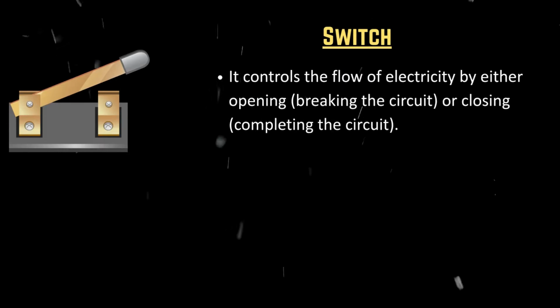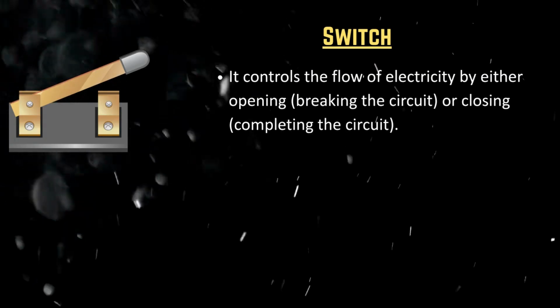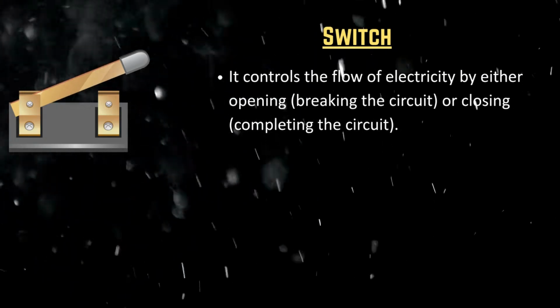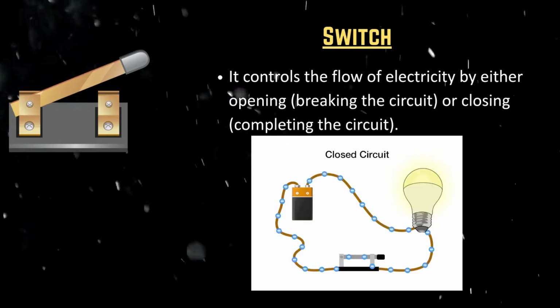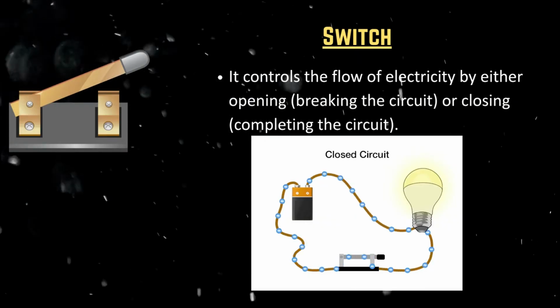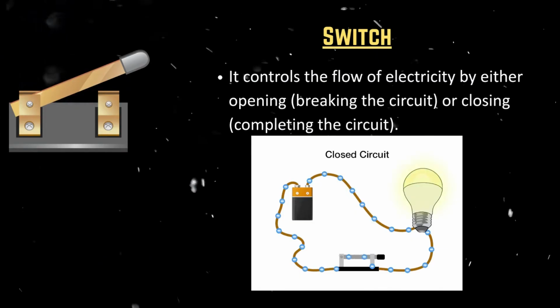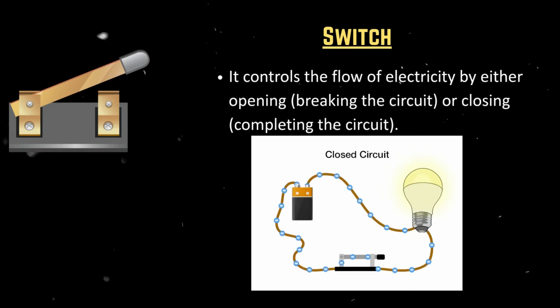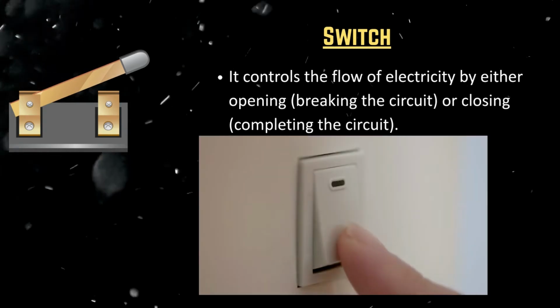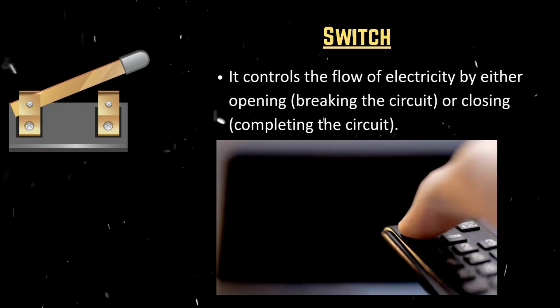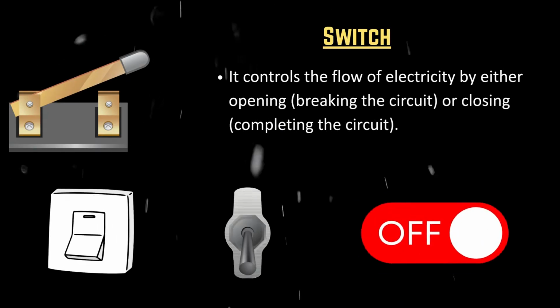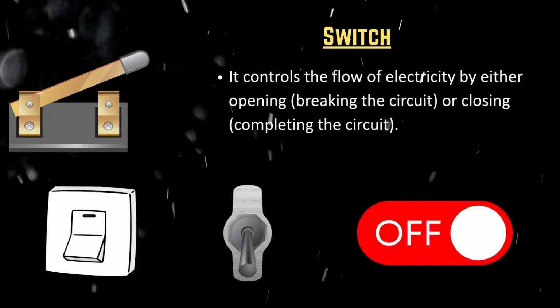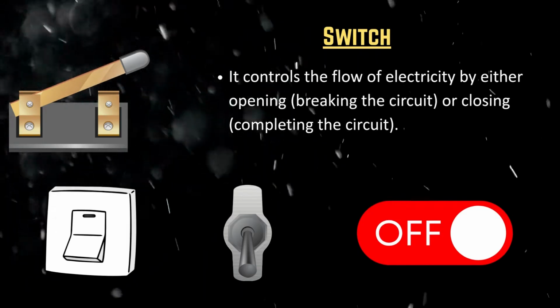7. Switch. A switch is like a gate in a circuit. It controls the flow of electricity by either opening, breaking the circuit, or closing, completing the circuit. When the switch is on, closed, current flows. When it's off, open, the current stops. Switches are used in almost every electronic device, from light switches at home to buttons on a remote control. They come in many forms, including push buttons, toggles, and slide switches.